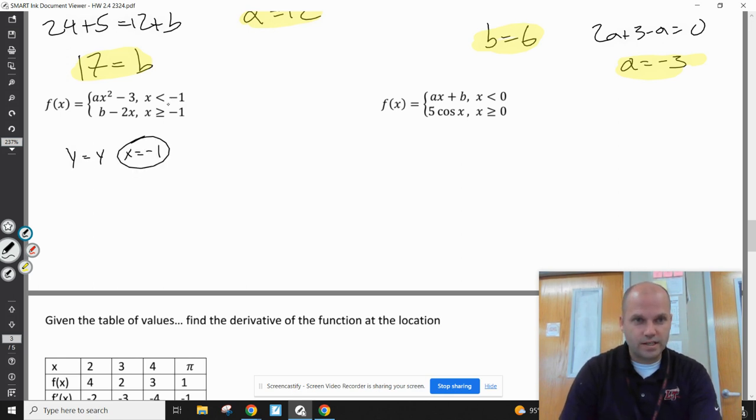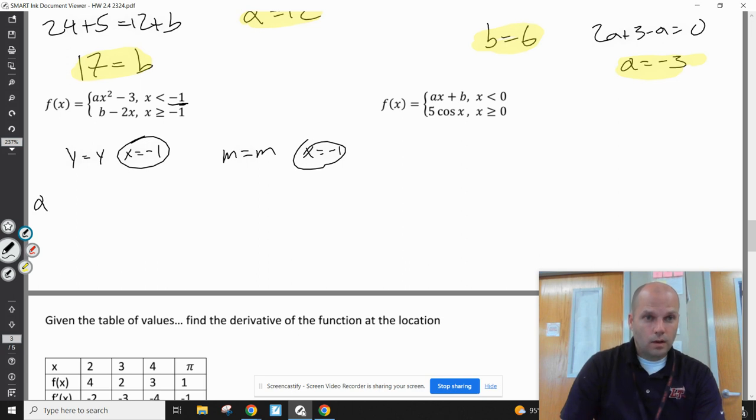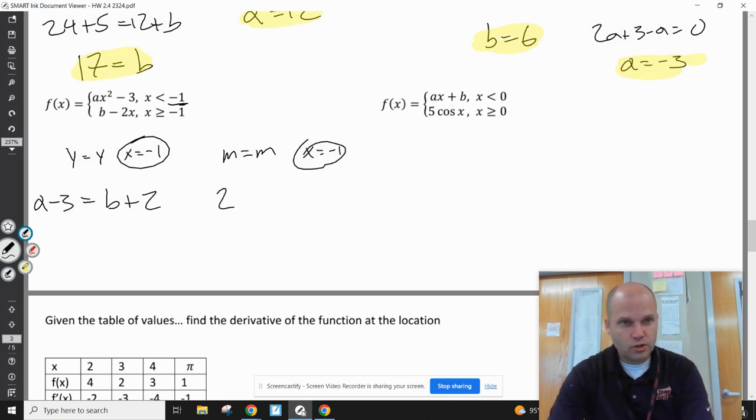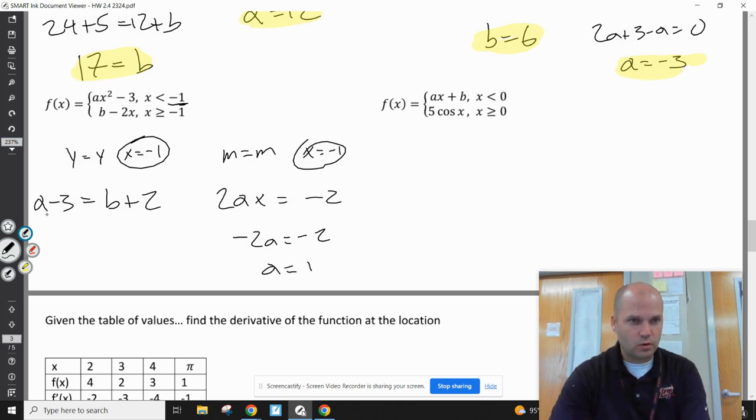Our x coordinate is -1 now. A minus 3 equals b plus 2. Plugging in -1, a minus 3, b minus -2, b plus 2. Slopes. 2ax equals -2. Plugging in -1, -2, a equals -2, a equals 1. If a equals 1, 1 minus 3 is -2 equals b plus 2, b equals -4.